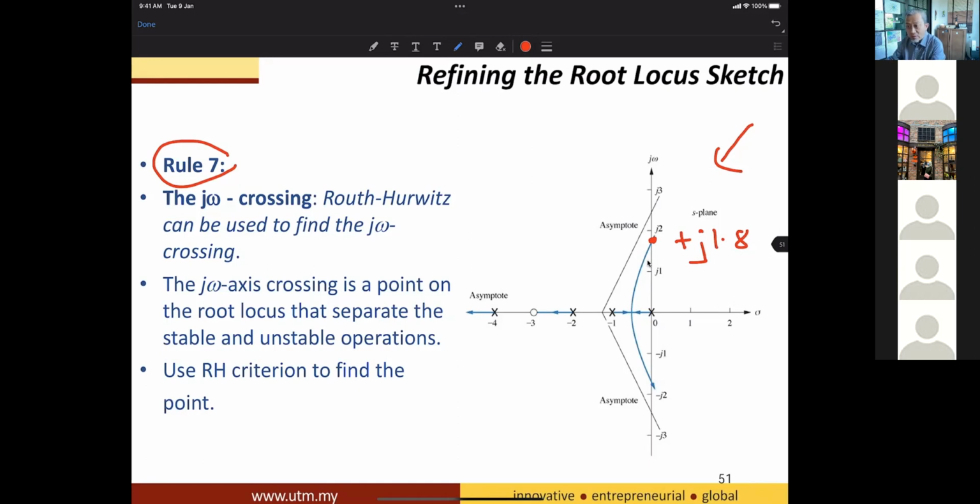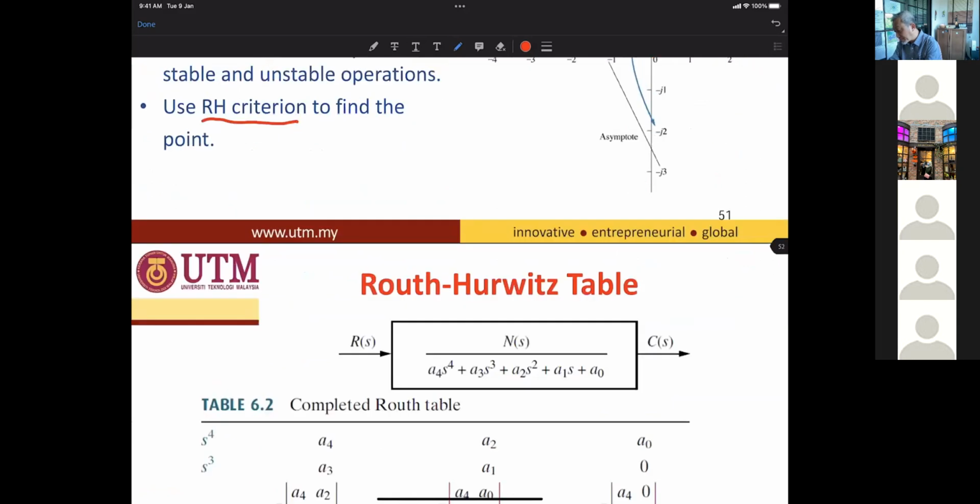Validate your results. Positive j 1.8. So how are you going to do it? How are you going to prove this value 1.8? We have to use a tool. The tool is known as the Routh-Hurwitz criterion.